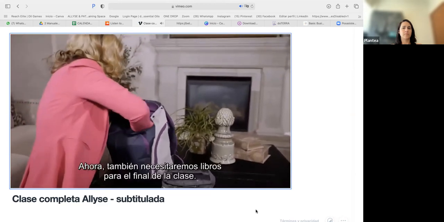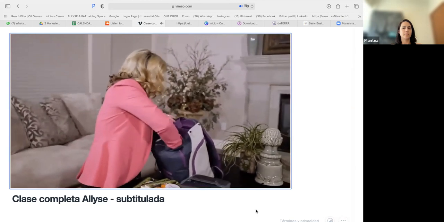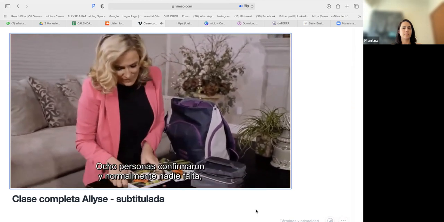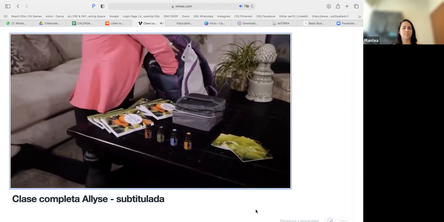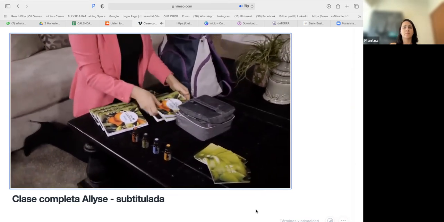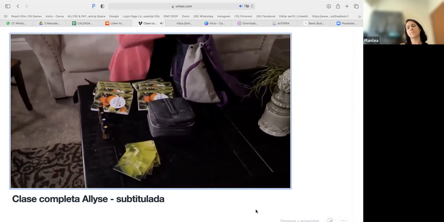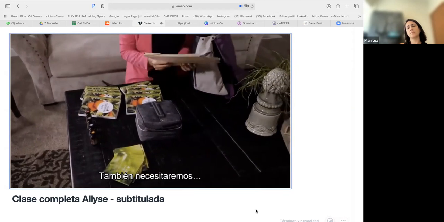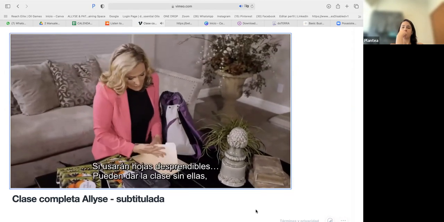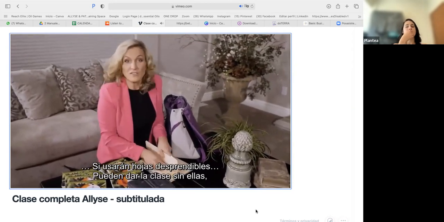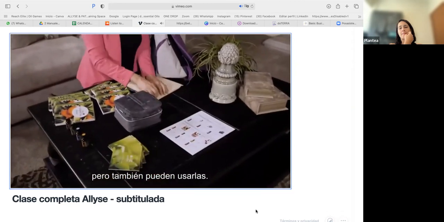Now we're going to need some books for the end of the class. If 8 people are coming to the class, usually 8 show up, so you're going to need 8 books. And we're also going to need, if you're going to be using tear sheets, now you can do this class without a tear sheet, but you can also use tear sheets.